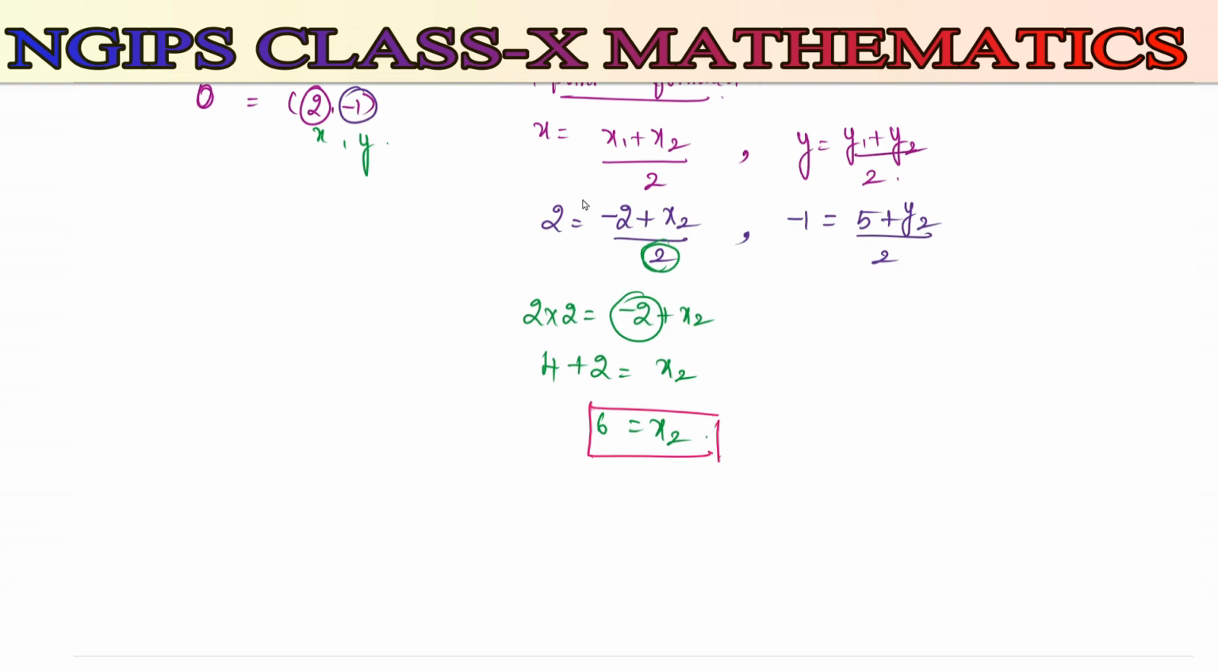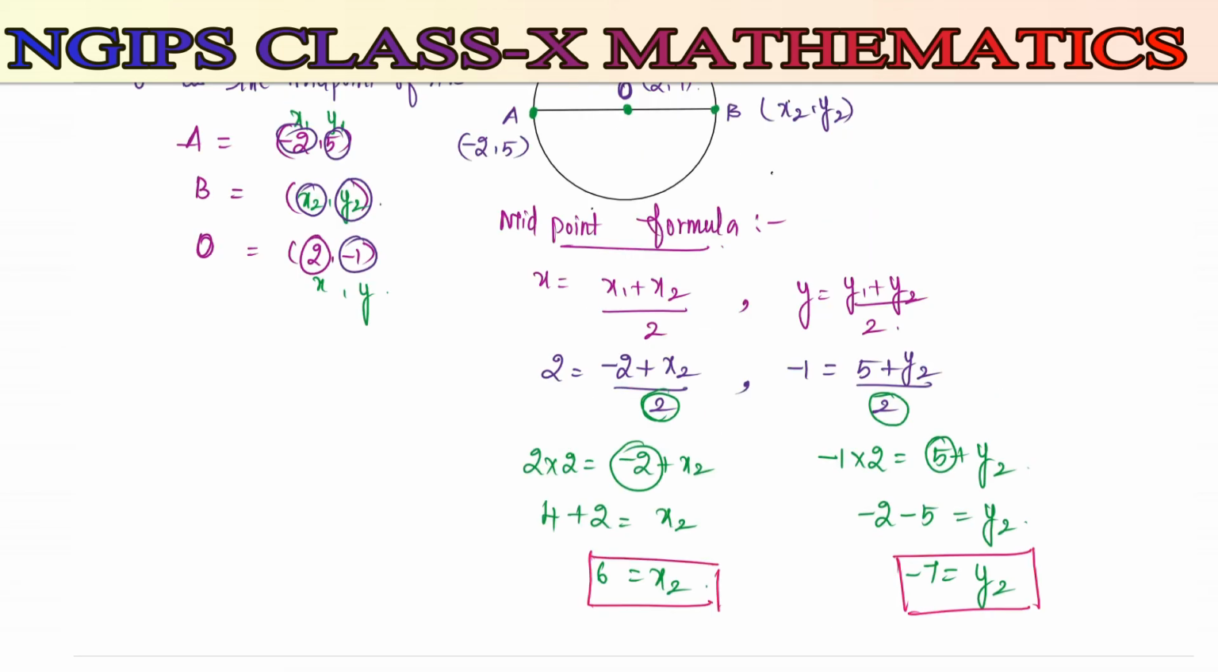Next we will find y2. When you shift the division to the opposite side, it will become multiplication. Minus 1 into 2 is equal to 5 plus y2. Minus 1 into 2 you will get minus 2. When you shift this 5 to the opposite side, it will become minus 5 is equal to y2. Minus 2 minus 5 you will get minus 7 is equal to y2. The y coordinate we got here is minus 7. Now I am going to substitute here: x2 value is 6, y2 value is minus 7. So (6, -7).